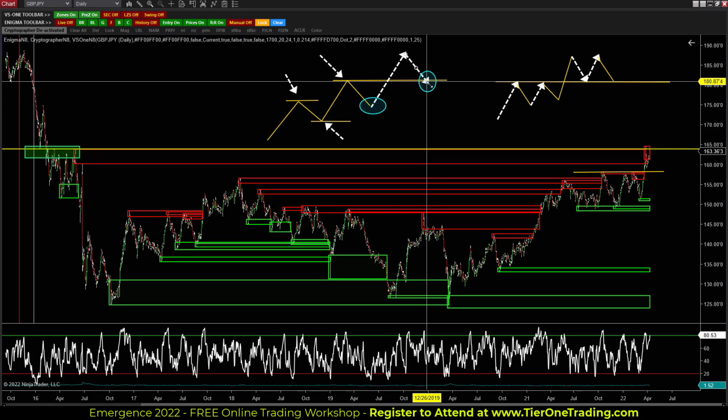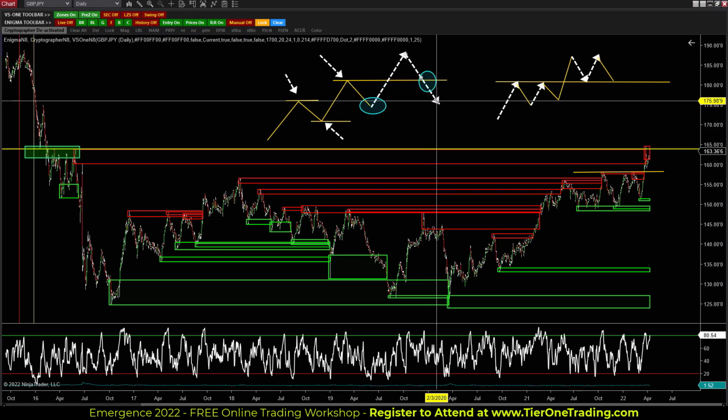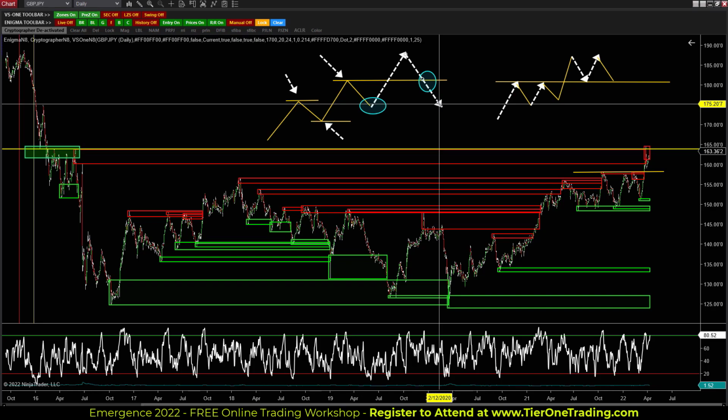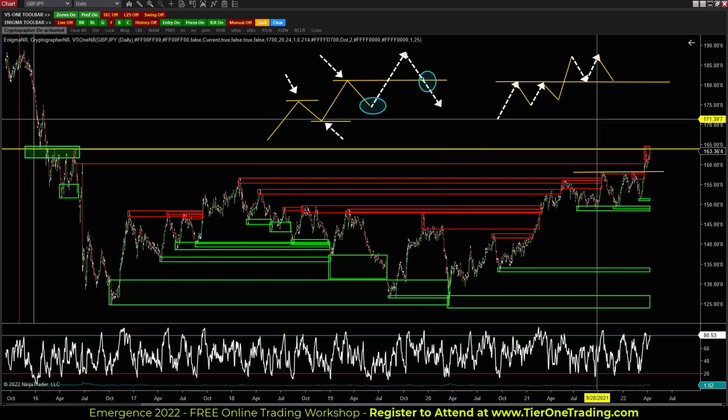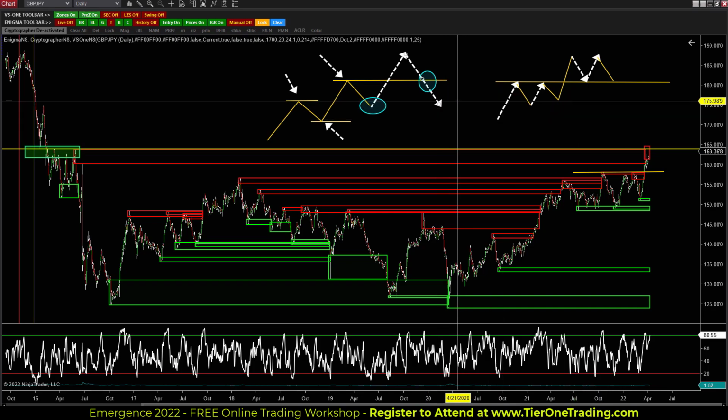So it can retrace down here. It can retrace deeper, right? It can retrace down here. Now, let me ask you this. If price retraces right here, what's our trend?